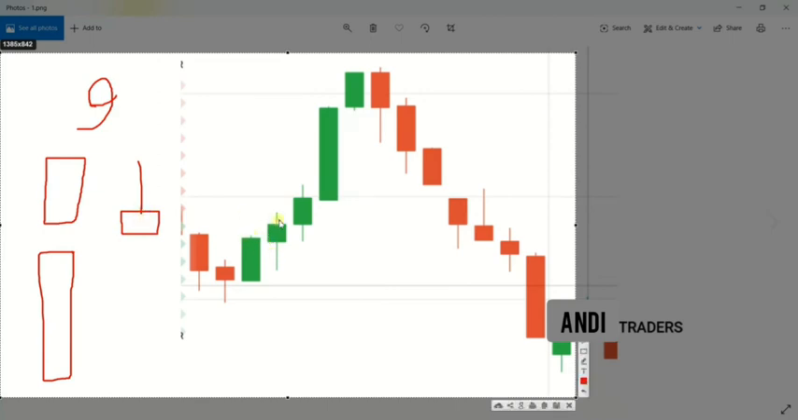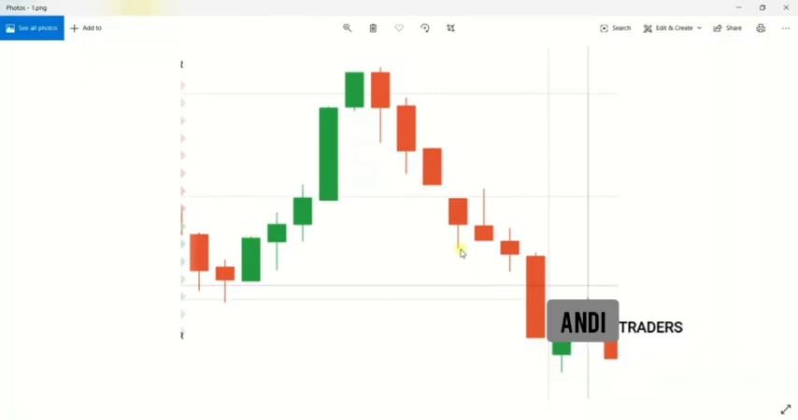You can see here it is a new high, because compared to this high it is higher. And here also it is a new low, because compared to this low it is lower. So these were the things we talked about. So now let's talk about momentum.